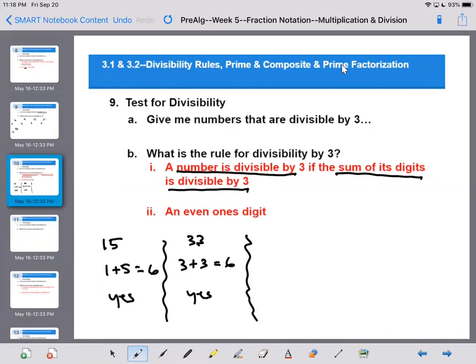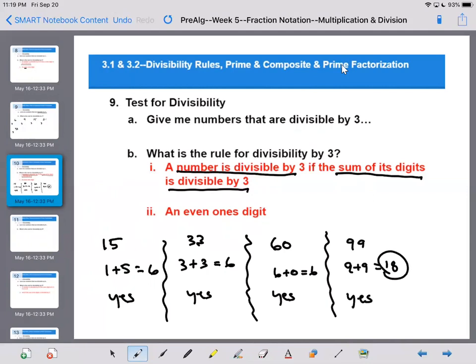How about 60? Well, 6 plus 0 is 6, and 6 is divisible by 3. So when you're looking at numbers like 99, 9 plus 9 is 18. Is 18 divisible by 3? Yes. So we know that 3 would divide it. So we're looking at whether the sum of the digits is divisible by 3.